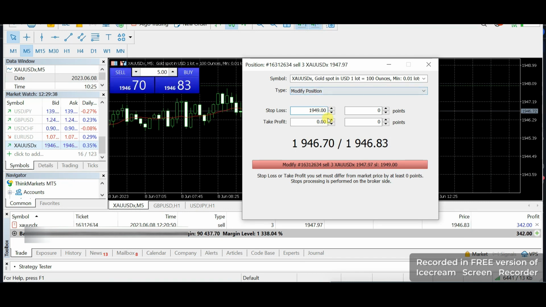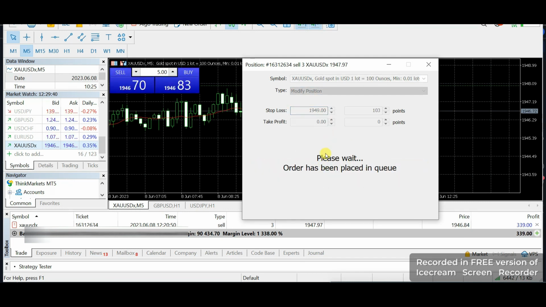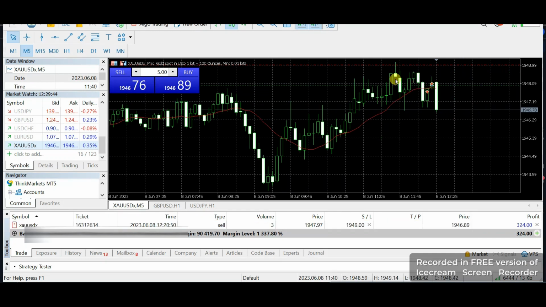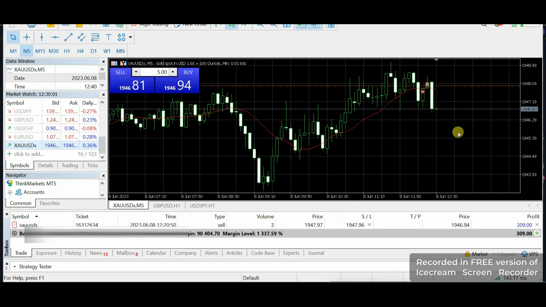1948. So I'll be showing you guys the strategy I use in taking this exact trade, so you guys should just stay tuned. Let me just secure my trade and move my stop loss to break even so I don't lose any trade. Alright, I think I'm good. So let's wait for the trade to hit our full TP.